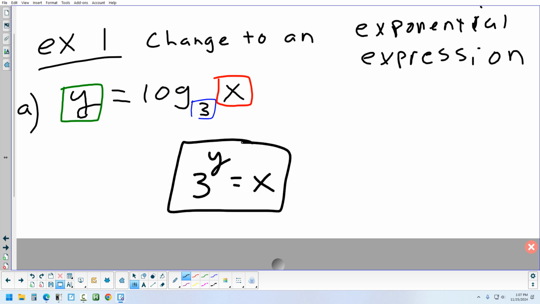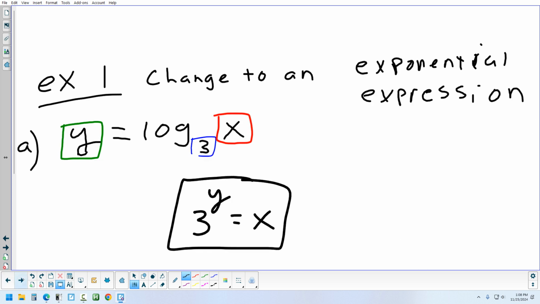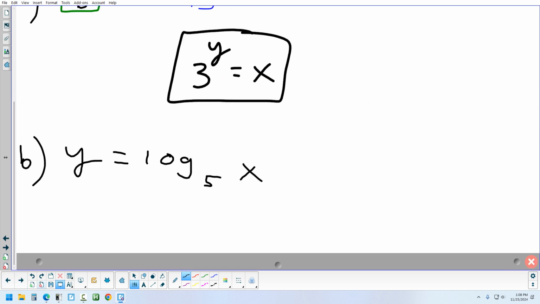Okay. Any questions on that one? Do you have more examples of this? Yeah, I've got two or three changing to exponential, and then two or three changing to log. All right, let's try that one. So when you're done, you want to have something like this. In fact, we can put our answer right here if you want. On the left is log form, on the right is exponential.